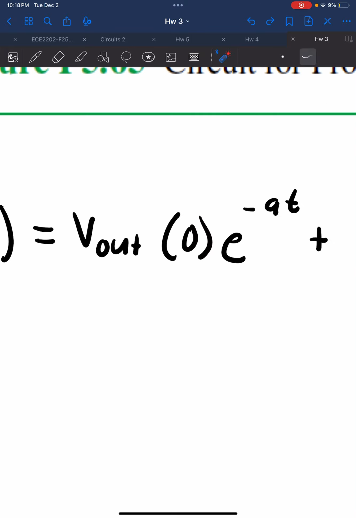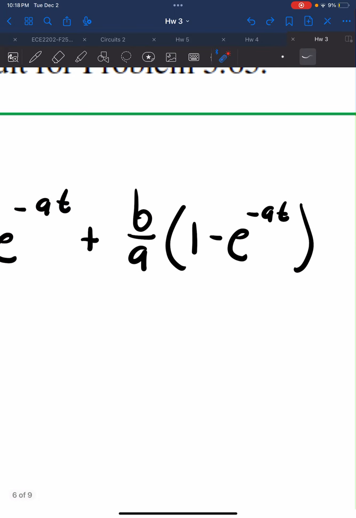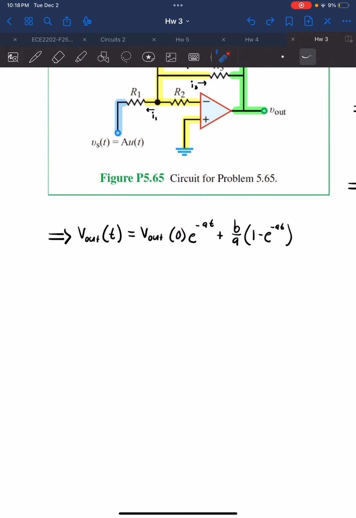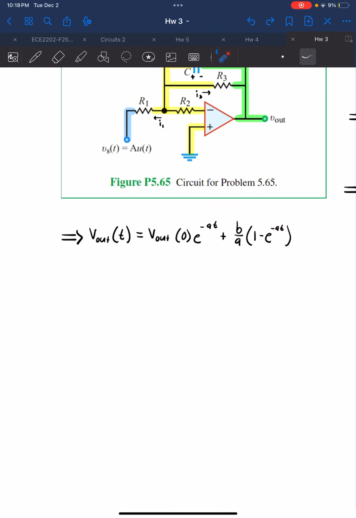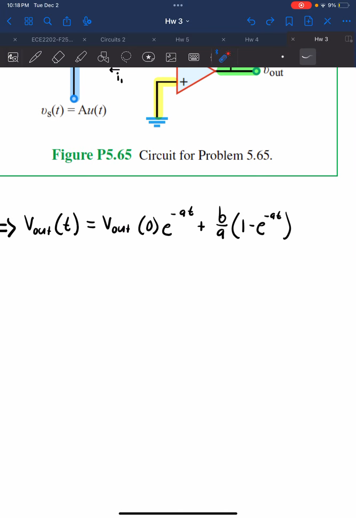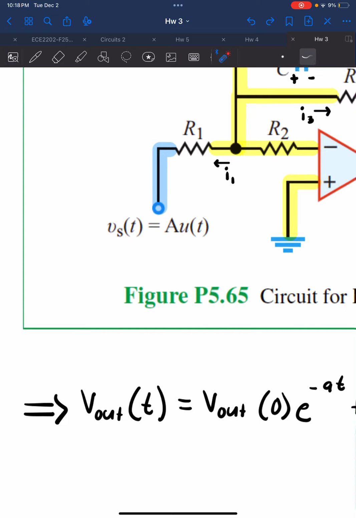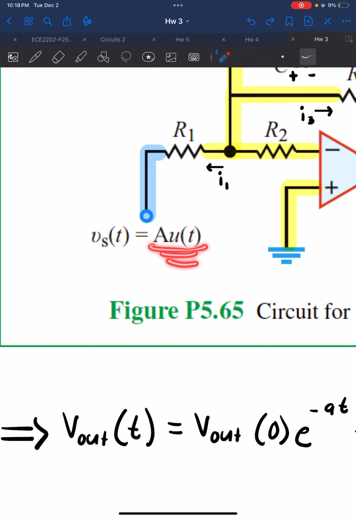So V out of t equals V out of 0 e to the negative at plus b over a times (1 minus e to the negative at), right? This is an equation that is given to us in class. Essentially, this V out of 0 term is going to equal 0, and the reason behind that is because we have to remember this is a step function.